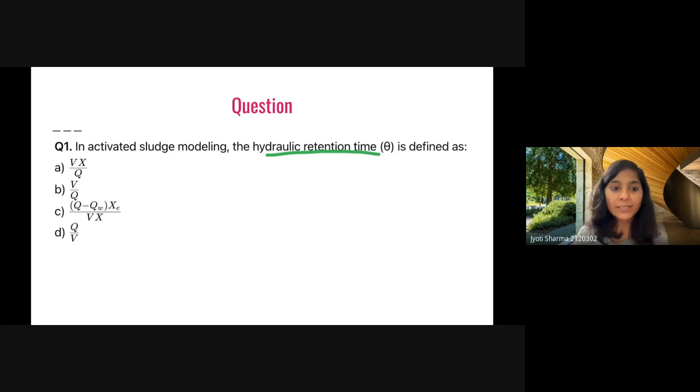So the options: Vx upon Q, where V is volume, X is your microbe concentration, and Q is your flow rate. V by Q. Q minus Q, Wxc upon Vx. Q upon V.